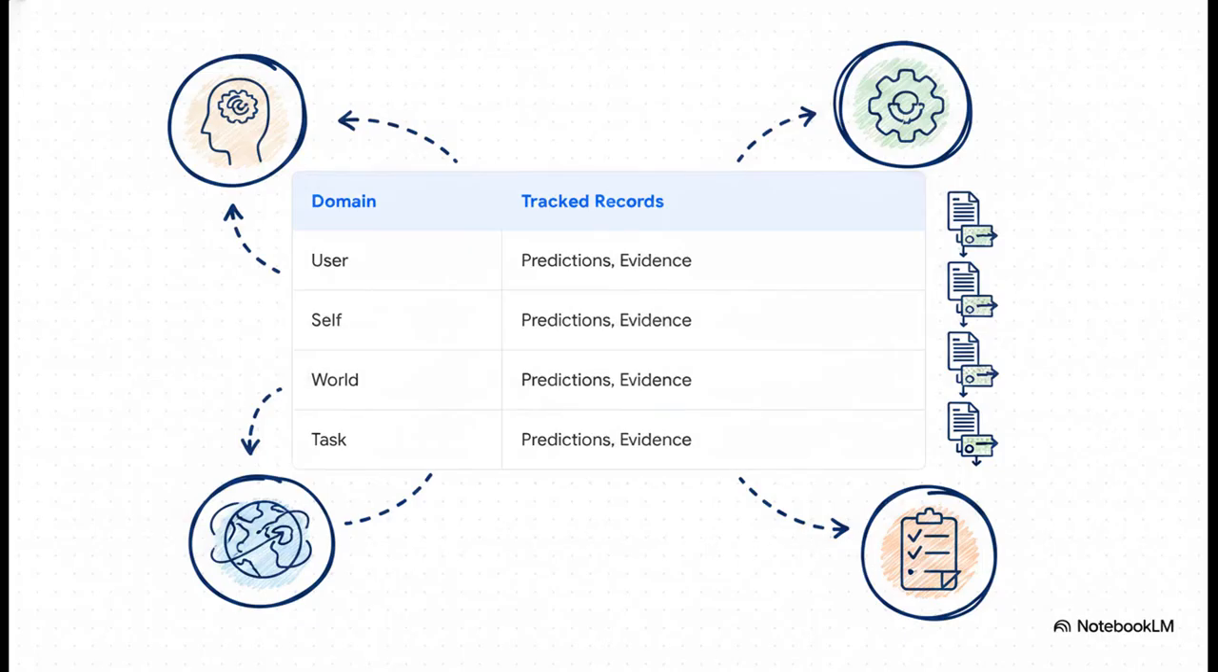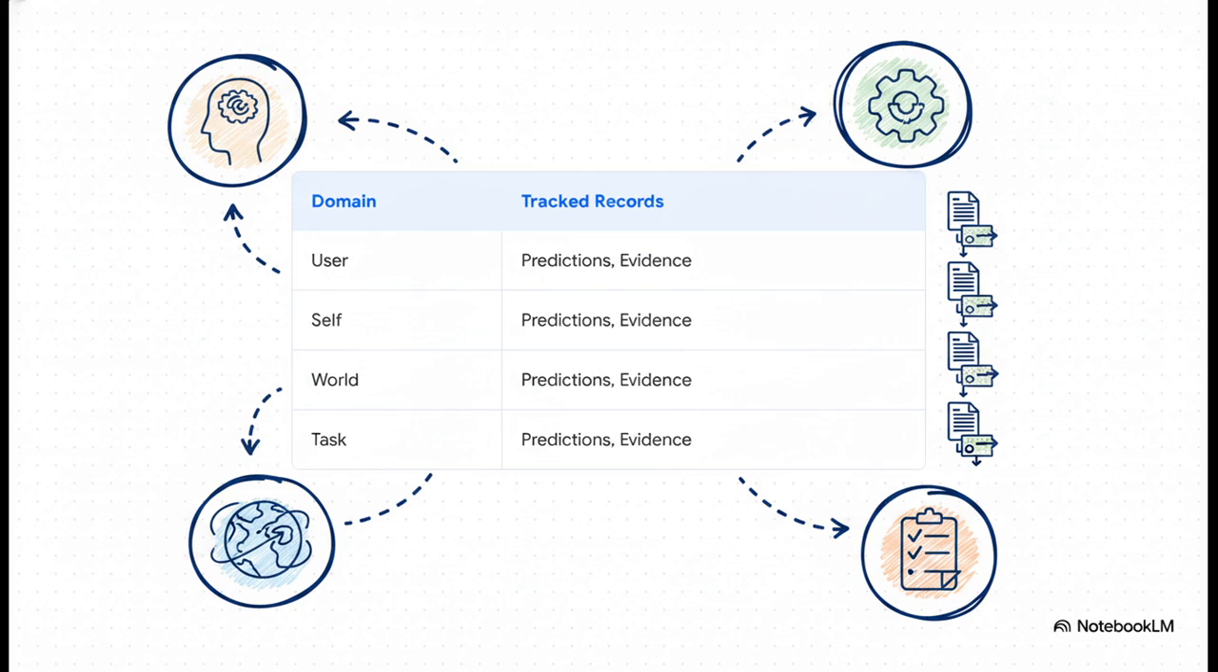Let's make this concrete by looking at mental models. When you initialize explicit mental models, Elume categorizes them into 4 distinct domains: user, self, world, and task-specific. And each of those domains explicitly tracks 4 strict records: predictions, revisions, evidence, and status.